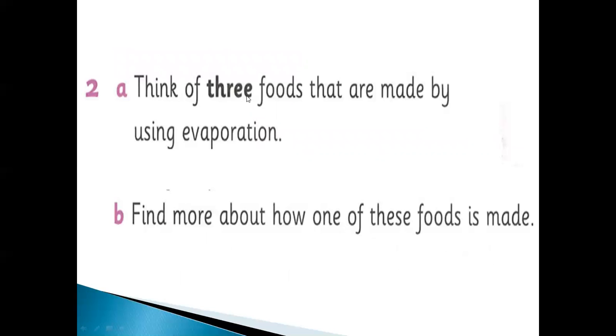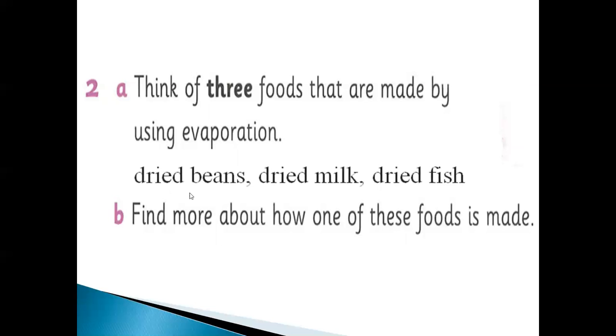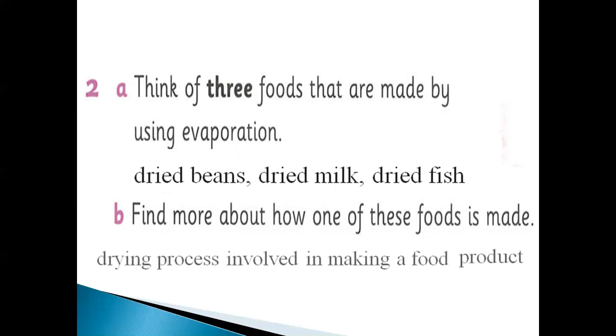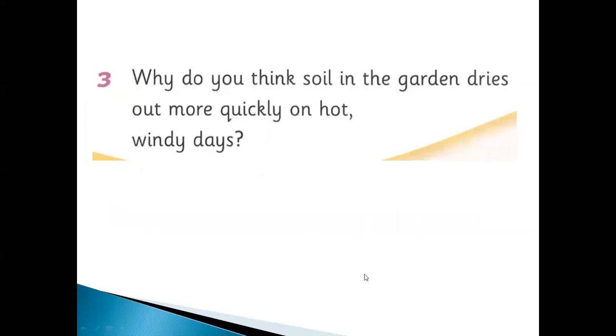Question two: think of three foods that are made by using evaporation. Very easy. So we write here dried beans, dried milk, and dried fish. Part B, find out more about how one of these foods is made. Simple, like dry milk. How is this made? The drying process is involved in making a food product.